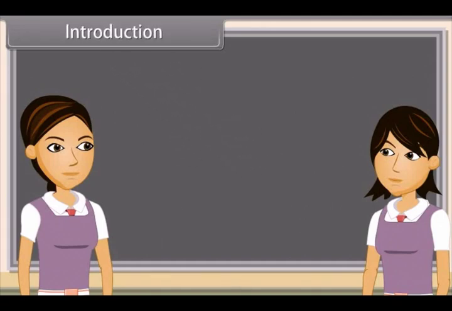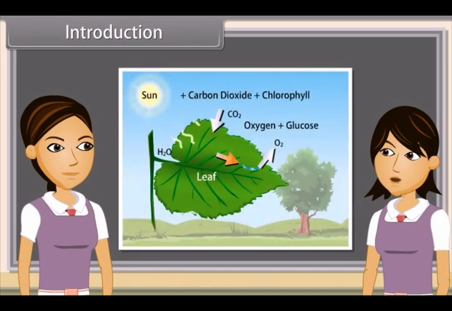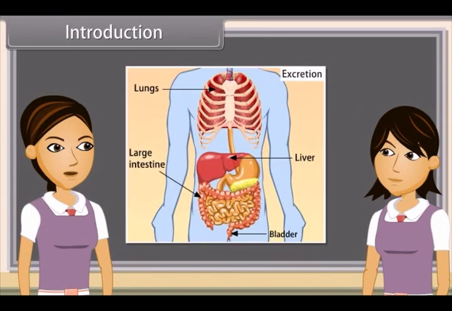Introduction. As we already know, gaseous wastes are removed by plants during photosynthesis and by animals during respiration. But liquid and solid wastes are still present in the body. So, we can say that the biological process involved in removal of these harmful metabolic wastes from the body is called excretion. The process of excretion is different in different organisms.